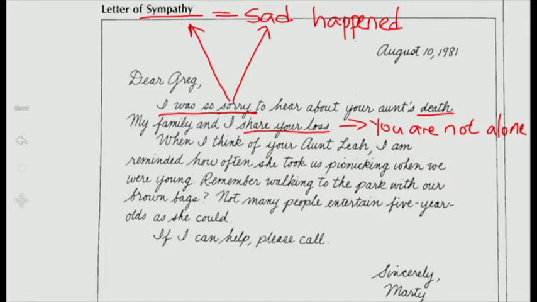Continuing, when I think of your Aunt Leah, I am reminded how often she took us picnicking when we were young. Remember walking to the park with our brown bags? Not many people entertain 5-year-olds as she could. Here, in the midst of this, you are being positive because you have got what? You have got positive memories of the person.